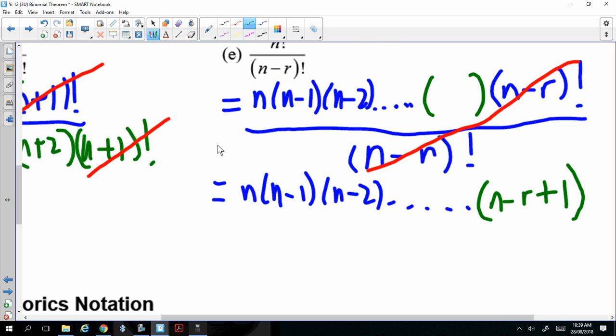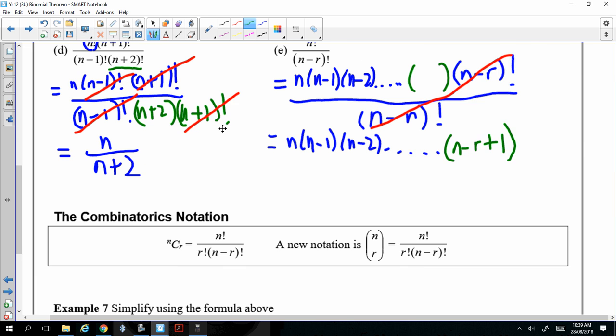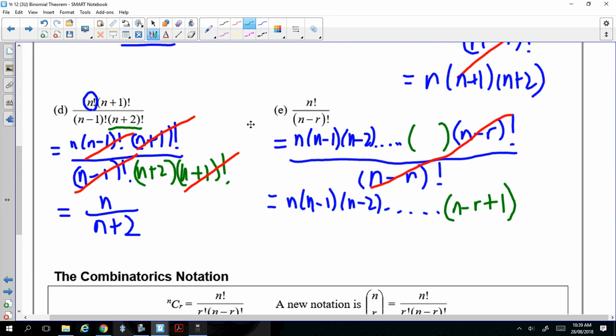The next step is to learn a new notation. Learn a new formula that will be relevant for the rest of this topic. So we're going to learn this formula, and then we'll do some questions on this.